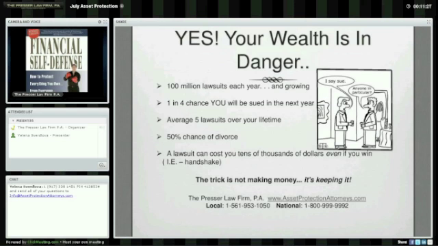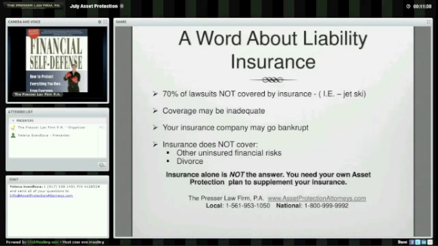What I tell my clients is the trick is not making money, it's keeping it. It's far easier to make money than to keep the money. And the challenge that I give to all my clients is that for every 60 minutes you spend making money, spend 60 seconds thinking about how to protect it.